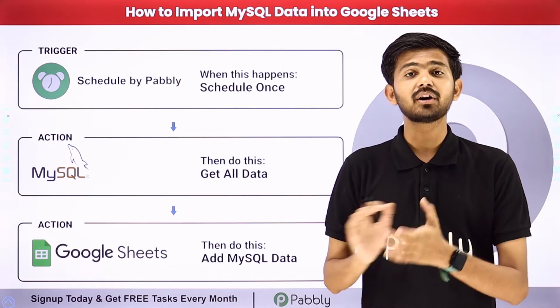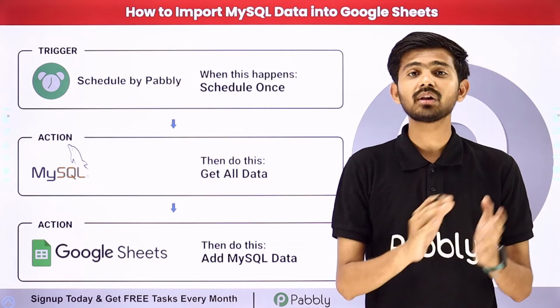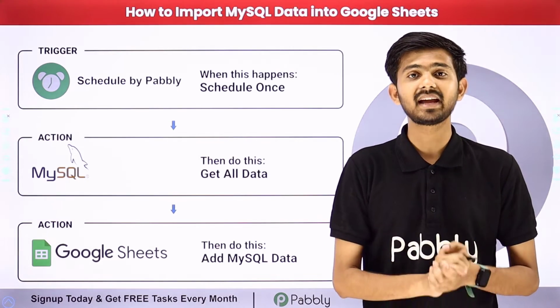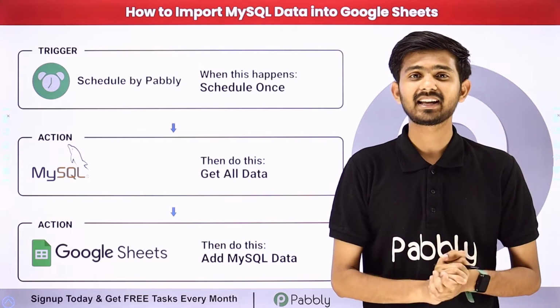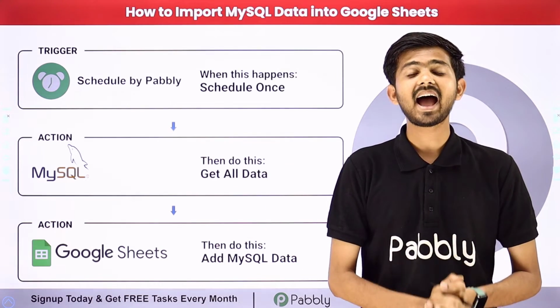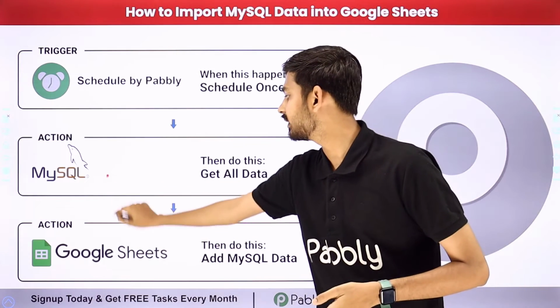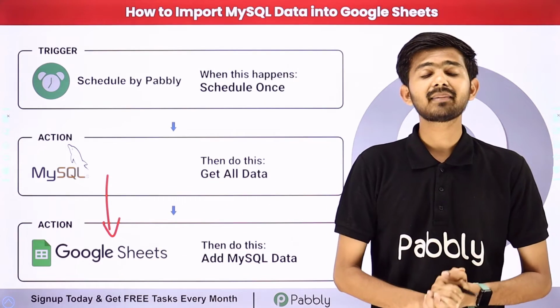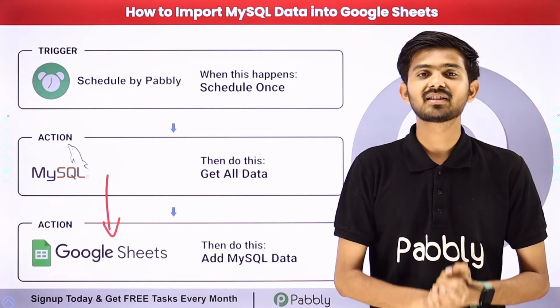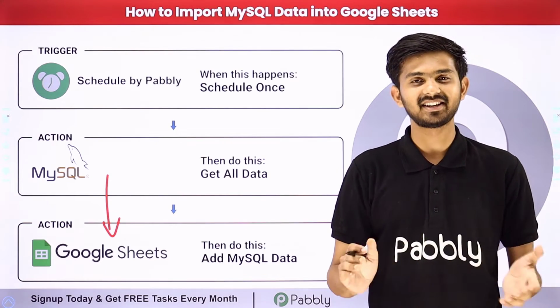After scheduling my workflow, I'm going to get all the data that I have in my MySQL database and import that automatically into my Google Sheet. For that, I have to build a simple connection between MySQL and Google Sheets. For building my connection, I'm going to use Pabbly Connect, which is an amazing software for automation and integration.